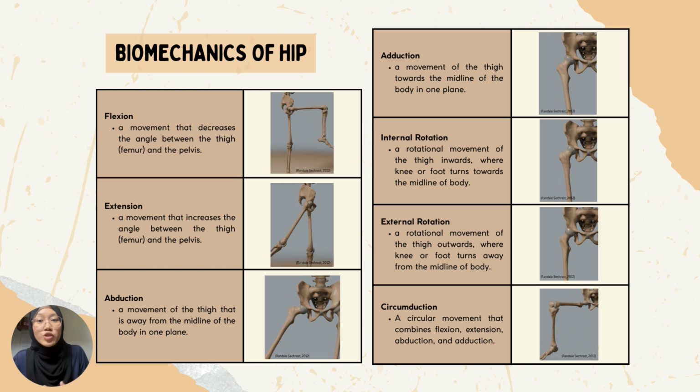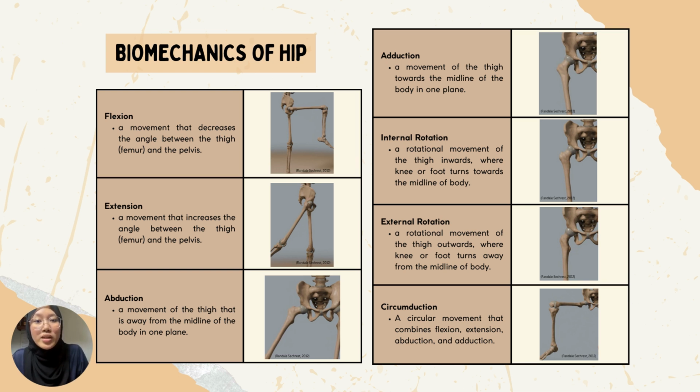The hip joint allows 3 degrees of freedom. The first one is flexion and extension, which occurs in the sagittal plane. Second is adduction and abduction, which occurs in the coronal plane. And the third is internal and external rotation, which occurs in the transverse or horizontal plane, and also circumduction.